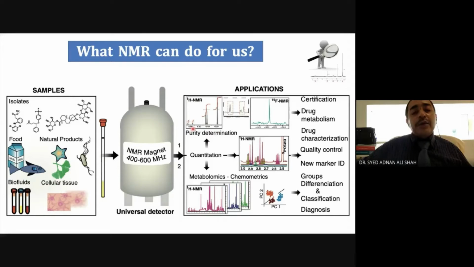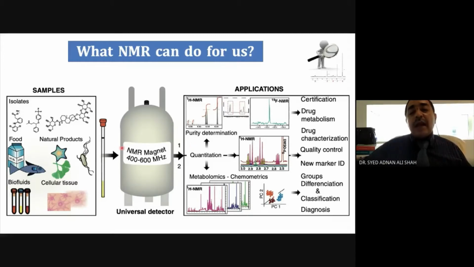One can check the purity of the sample, and see the quantification of the sample. And then the metabolomics: what are the metabolites in the urine, what are the metabolites from the serum, what are the plant-based metabolites, all the metabolites. The metabolite profiling is possible through this universal detector.